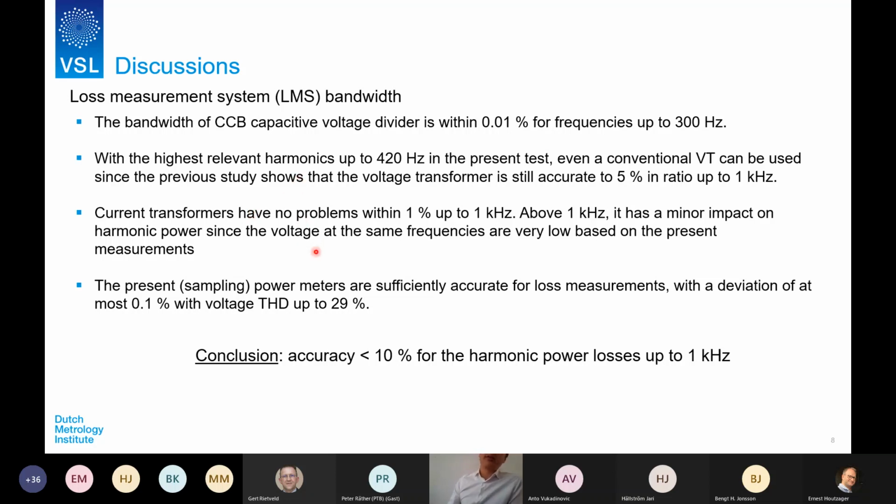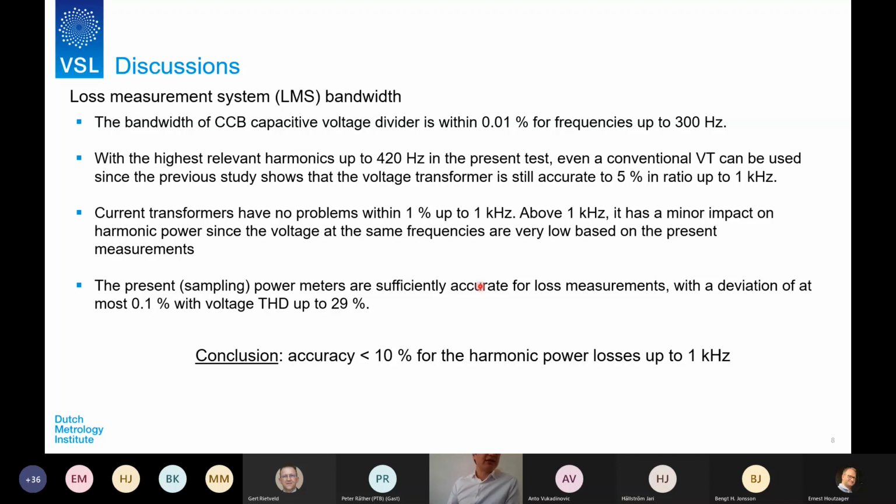Next component is the current transformer. We think that there is no problem within 1% up to 1 kilohertz, and above 1 kilohertz, the impact is very marginal because even if there are currents, there is no voltage, so there's no power.